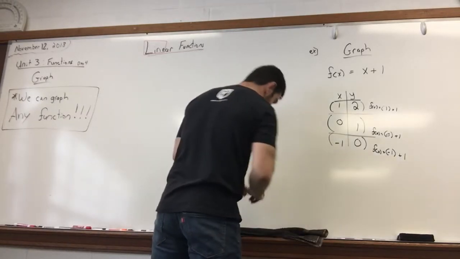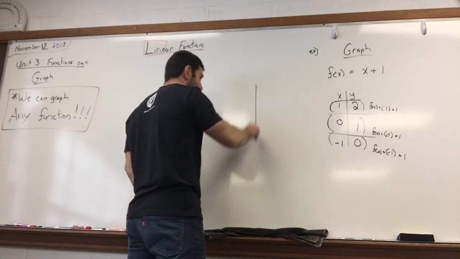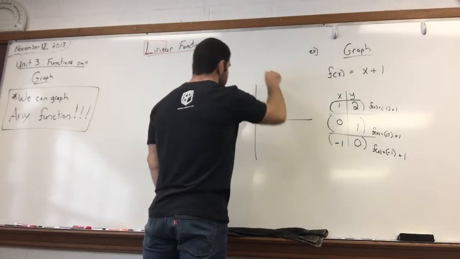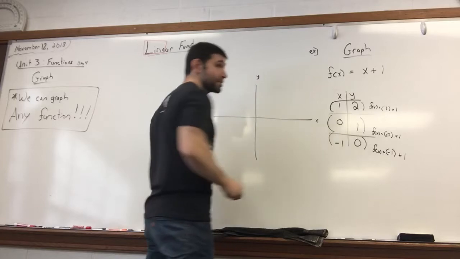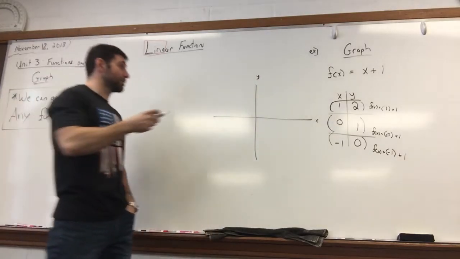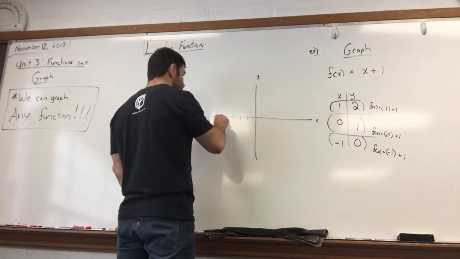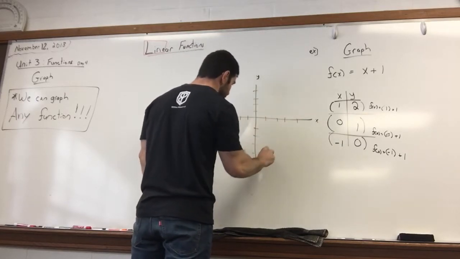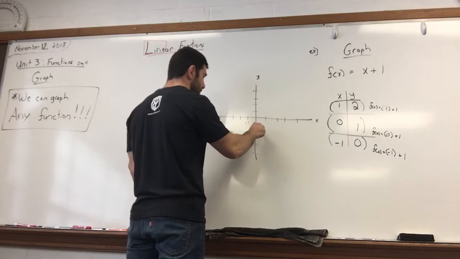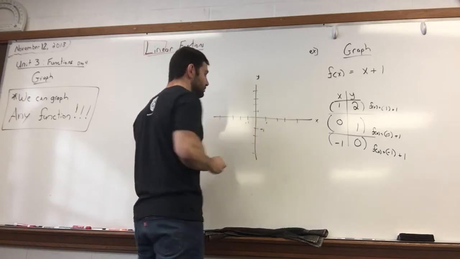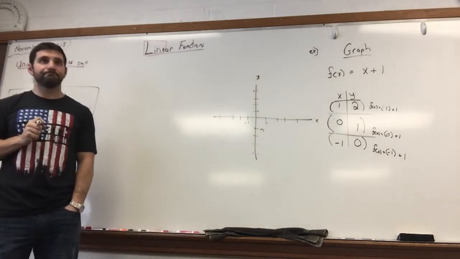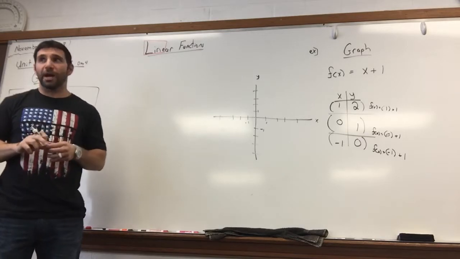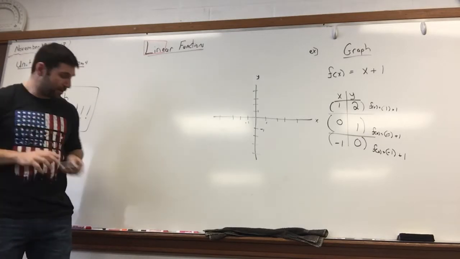Okay, so when I graph these, I've got my coordinate plane. So this is y, this is x. And you're going to have to make your own coordinate plane. So I'm going to go 1, 2, 3, 4, 1, 2, 3, 4, 1, 2, 3, 4, 1, 2, 3, 4. This is negative 1, this is negative 1, 1, 1. Everybody with me? Okay.